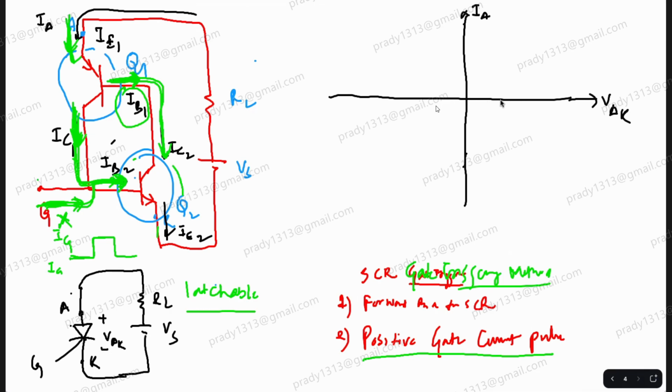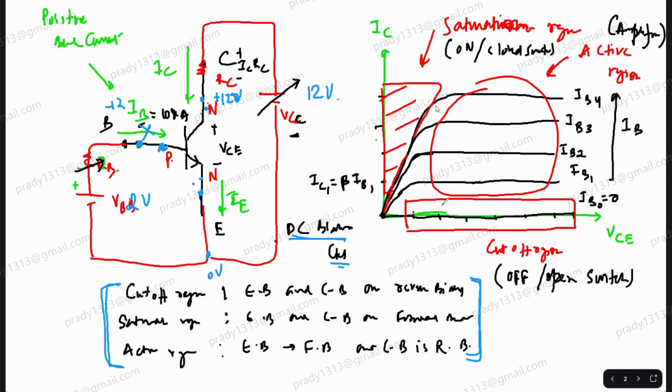Now let's draw this graph. So this is how you turn on the SCR. Now this base current has to reach some minimum value before it can start conducting, correct? If the device is in cutoff region, you need some minimum base current, right? Then only this BJT will start conducting.